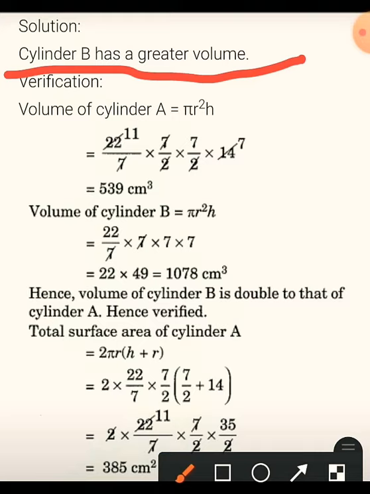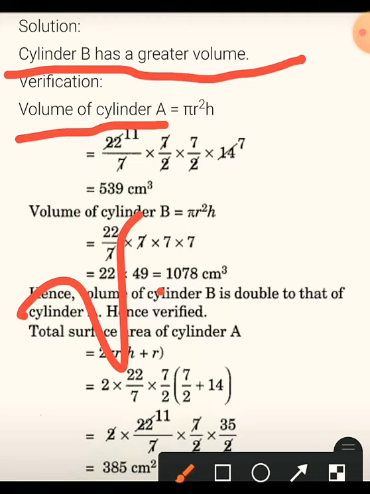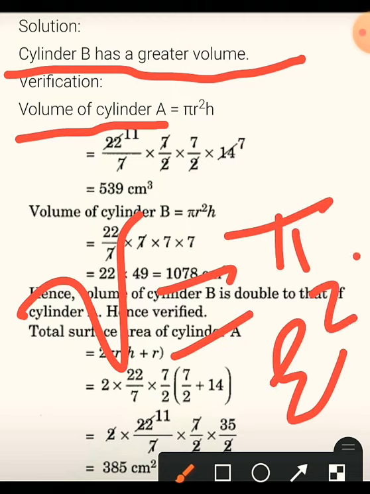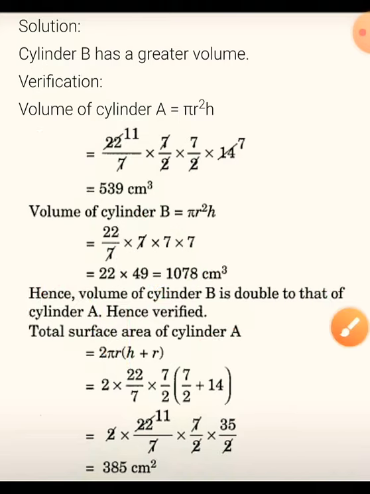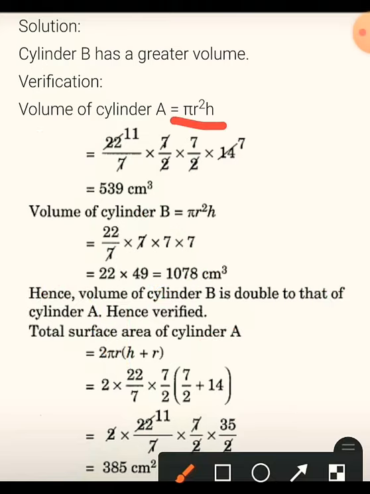First we will find out the volume of cylinder A. Now what is the formula for the volume of a cylinder? The formula is pi r square h.